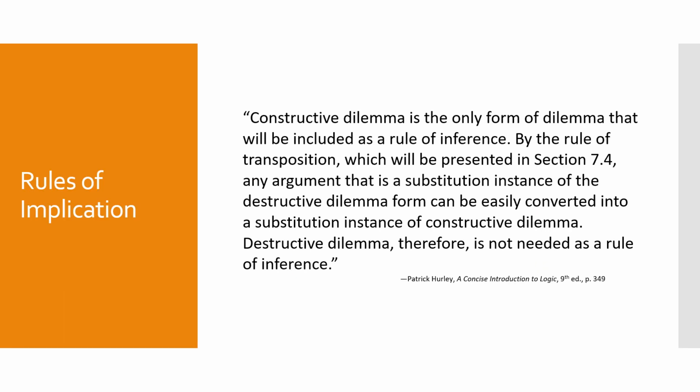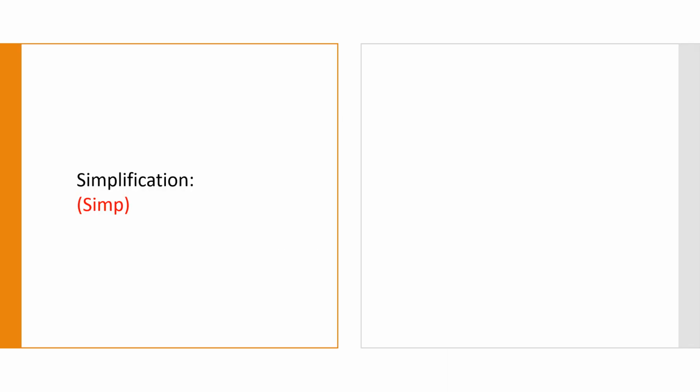It's also worth noting that we will not have a formal rule for a destructive dilemma. And the reason for this is fairly straightforward. As Hurley proposes, the constructive dilemma is the only form of dilemma that will be included as a rule of inference. By the rule of transposition, which will be presented in a later section, 7.4, any argument that is a substitution instance of the destructive dilemma form can easily be converted into a substitution instance of a constructive dilemma. Destructive dilemma, therefore, is not needed as a rule of inference.